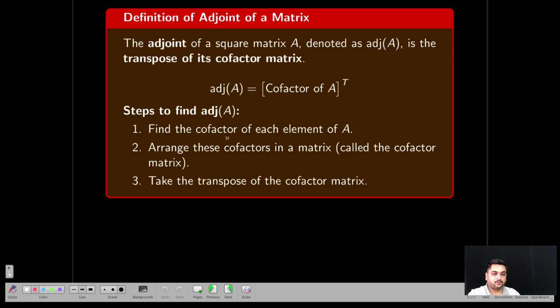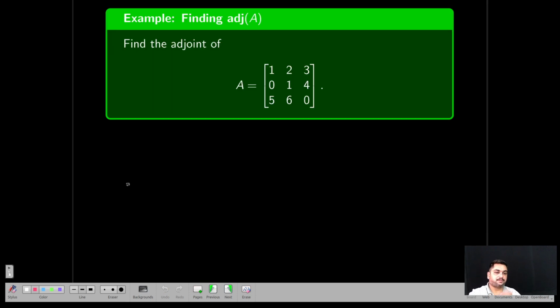Okay. First find the cofactor. So how will you find the cofactor? The cofactor of, say, the element a of ij is equal to minus 1 to the power i plus j, into the determinant of the n minus 1 cross n minus 1 matrix, right? So you already know how to find this. Let us see with an example, you'll understand.